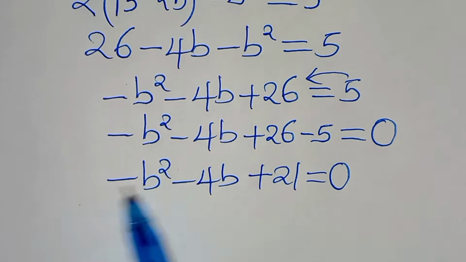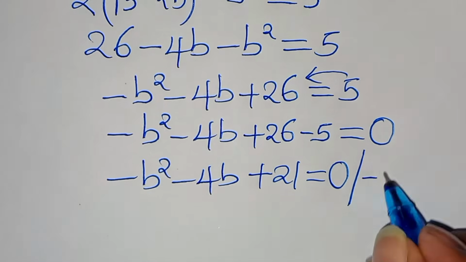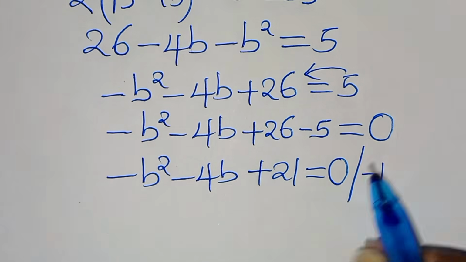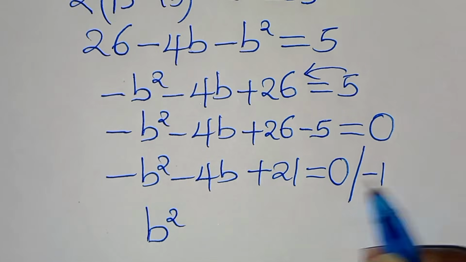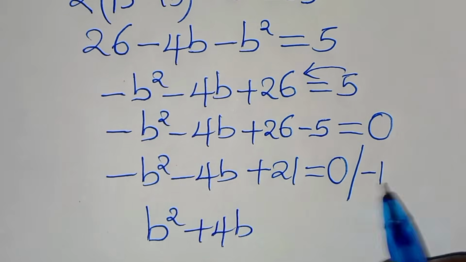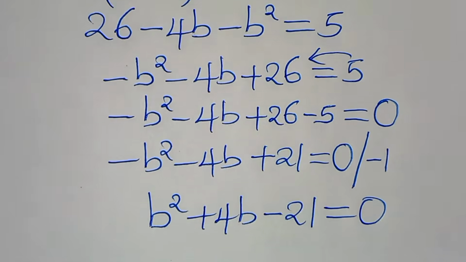Now to eliminate this negative here, let's divide everything here by negative 1. So we have minus b squared divided by minus 1. This becomes b squared. Minus 4b divided by minus 1 is plus 4b. Then plus 21 divided by minus 1 is minus 21, which is equal to 0.